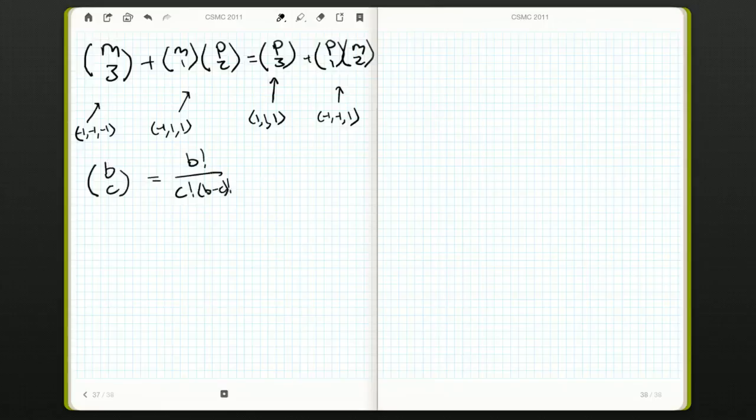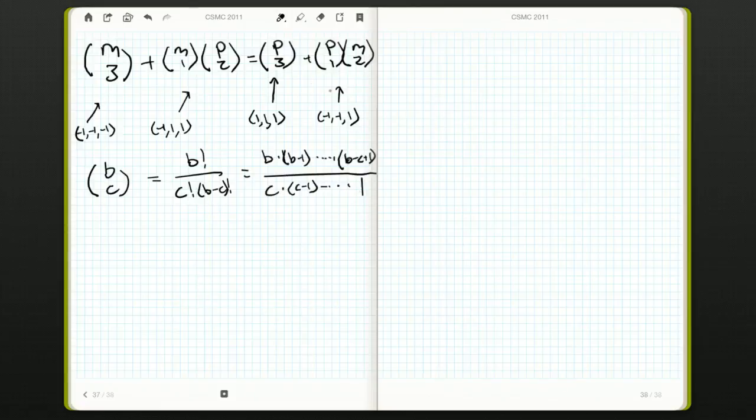So if you've never seen choose notation, b choose c, written like this, it's b factorial over c factorial times b minus c factorial, which is the same as b times b minus 1 times all the way down to b minus c plus 1, over c factorial. So that's one way of writing it.